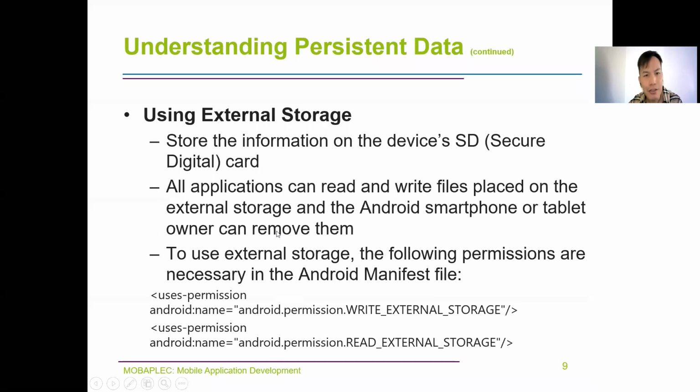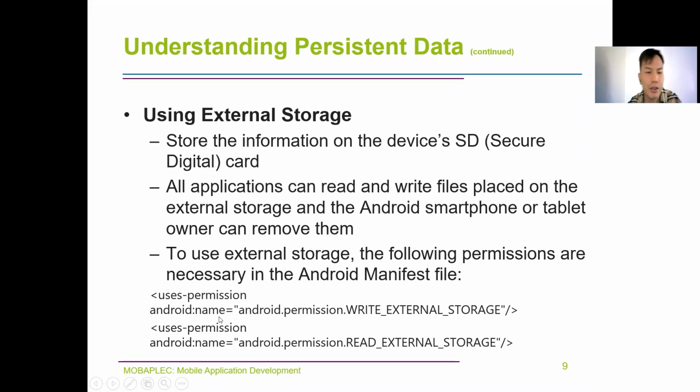Then in external storage, as I told you a while ago, you can use an SD card, or the secure digital card. So typically, you could store data there also. All applications can read and write by placing that external storage in your different mobile phones. You can use that on your smartphone, tablets, or your mobile itself. To use those external storages, the following permissions are needed. So these are the permissions.